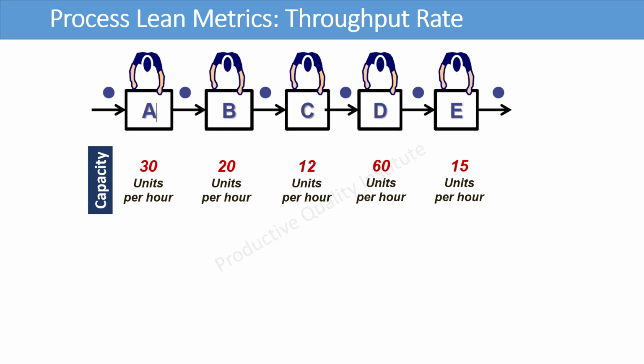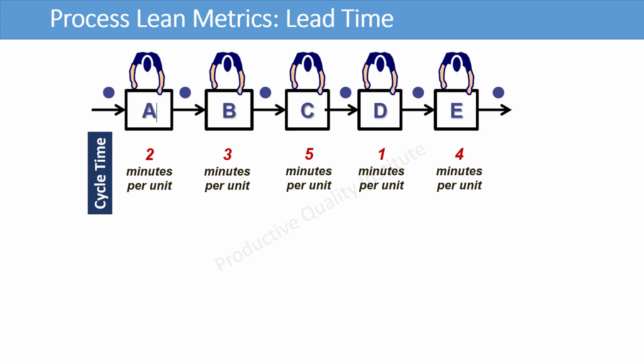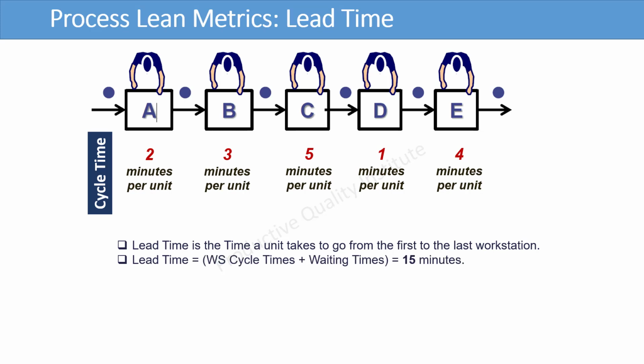Throughput rate is the actual output rate of a process or workstation. The maximum throughput rate of a process or workstation is its capacity. Lead time is the time a unit takes to go from the first to the last workstation. Lead time is equal to workstation cycle times plus waiting times, which is equal to 15 minutes in our example.